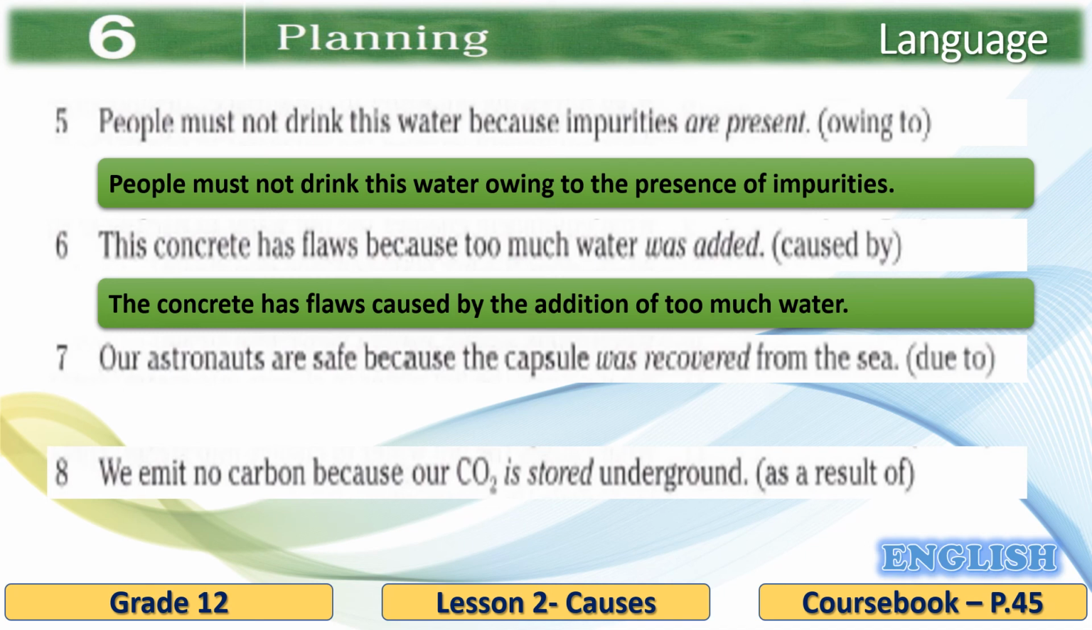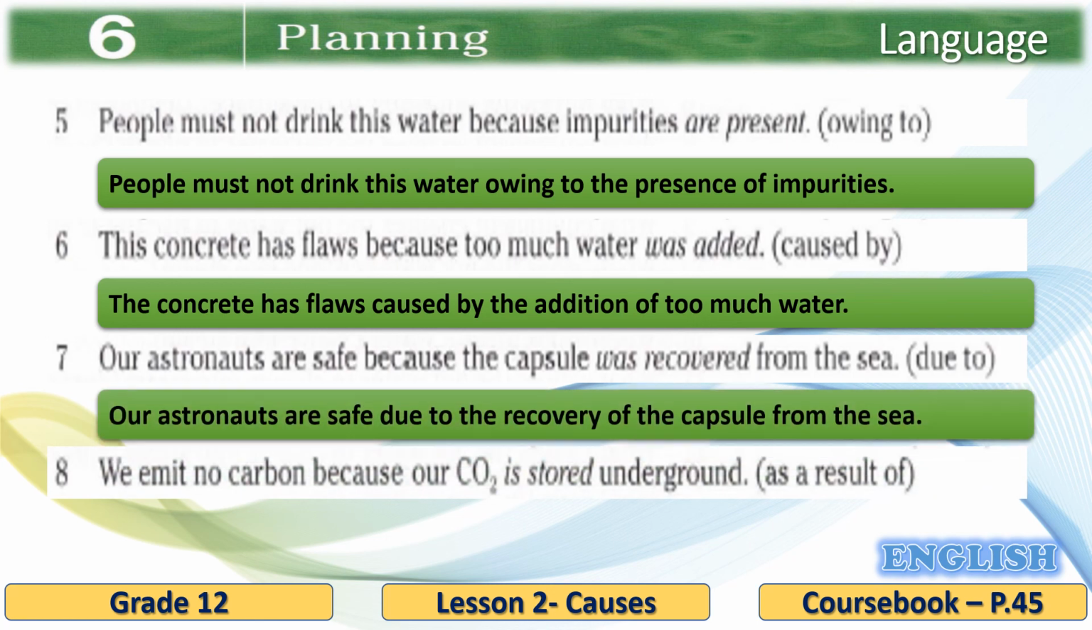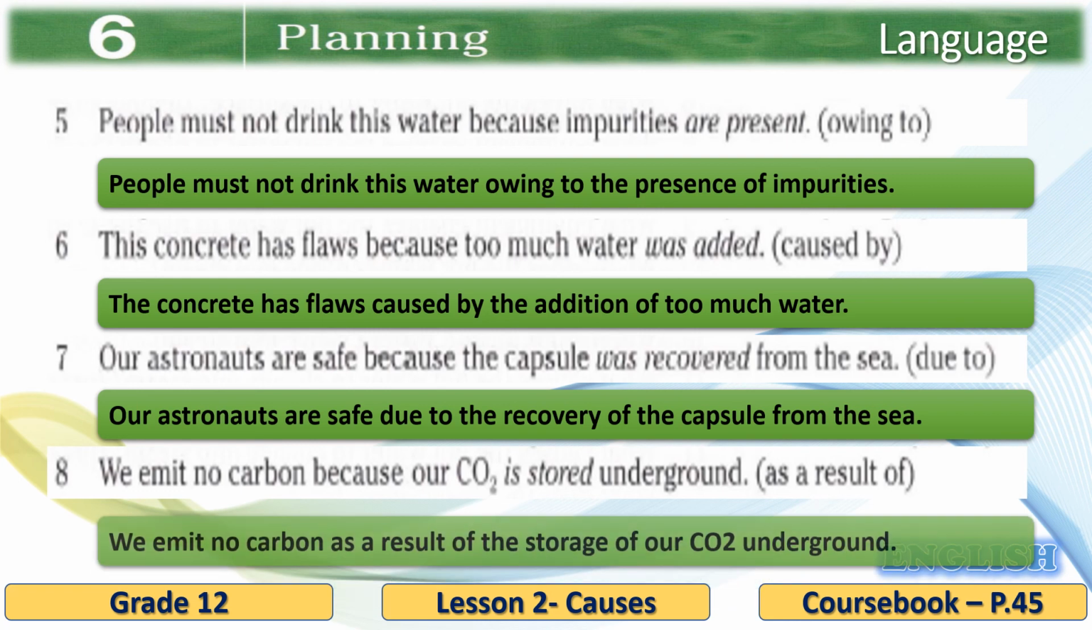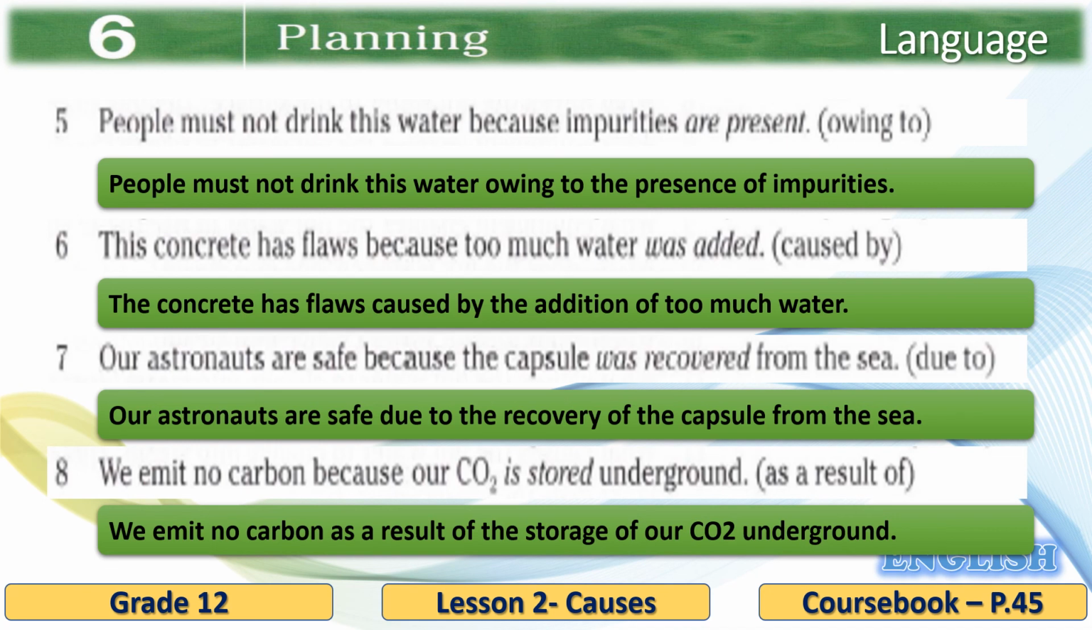Number 7, our astronauts are safe because the capsule was recovered from the sea. We have to use due to. The new sentence, our astronauts are safe due to the recovery of the capsule from the sea. And number 8 and the last, we emit no carbon because our CO2 is stored underground. Use as a result of. The new sentence, we emit no carbon as a result of the storage of our CO2 underground.